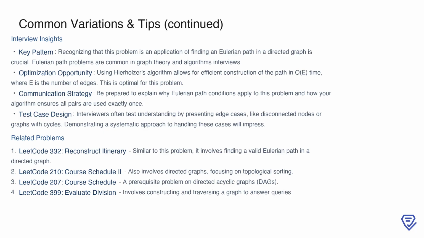Finally, it's helpful to connect this problem to related ones. For example, LeetCode 332, Reconstruct Itinerary, is another Eulerian path problem. Similarly, problems like LeetCode 210 and 207, dealing with course schedules, involve directed graphs, while LeetCode 399 explores graph traversal for evaluating division. Drawing these connections can help you see the broader applications of these concepts.